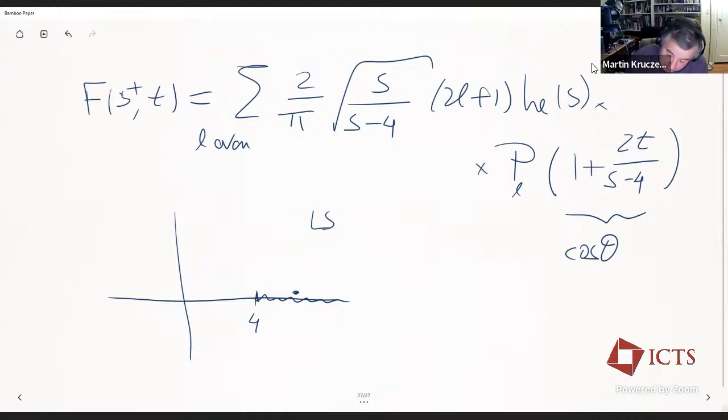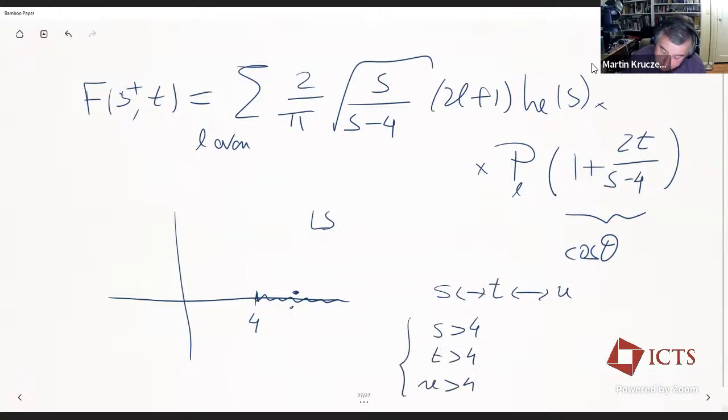And it has cuts for s, a cut for s bigger than 4, the same as we said before, k goes to minus k, or you have some time reversal that gives you this jump. Then it's crossing symmetric. One can see that crossing symmetry here simply reduces to interchange of S, T, and U. And therefore, it has to have a cut not only for S bigger than 4, but for T bigger than 4, or for U bigger than 4.